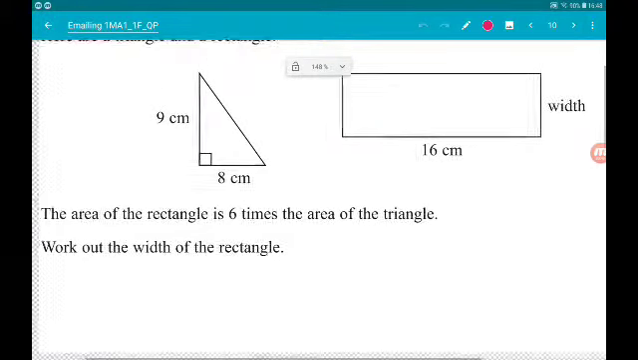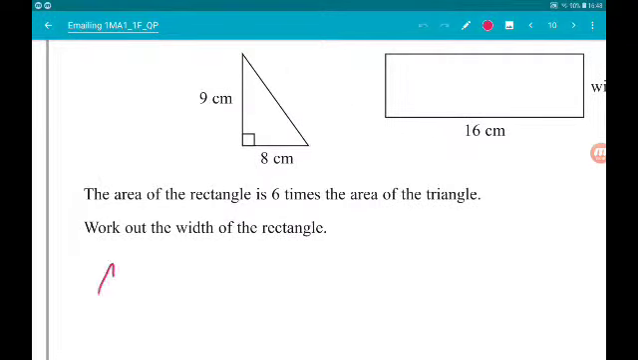So the area of the triangle is base times height divided by 2. So 8 times 9 is 72. Divide that by 2, we get 36. Could also do it slightly differently, half the 8 and then just do 4 times 9, which is also 36.